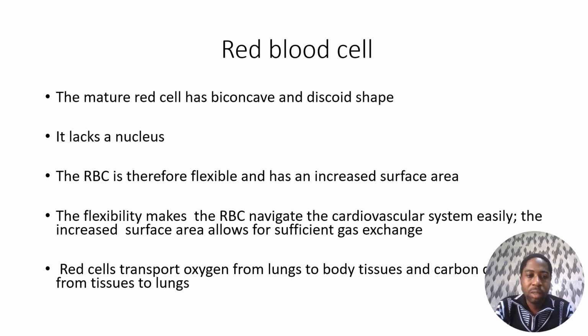In the body, the increased surface area also allows for sufficient gas exchange. If the surface area is increased, the cell is able to exchange carbon dioxide and oxygen between the body and the lungs easily. The main function of red cells is to transport oxygen from the lungs to the various tissues in the body, and also transport carbon dioxide from the various tissues in the body to the lungs so that it can be excreted.